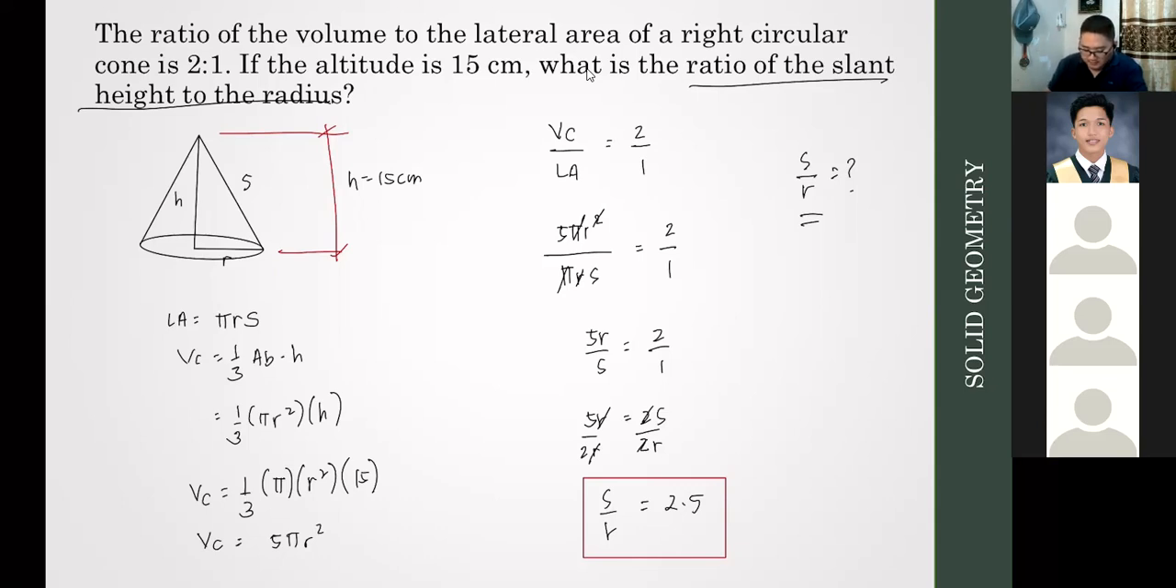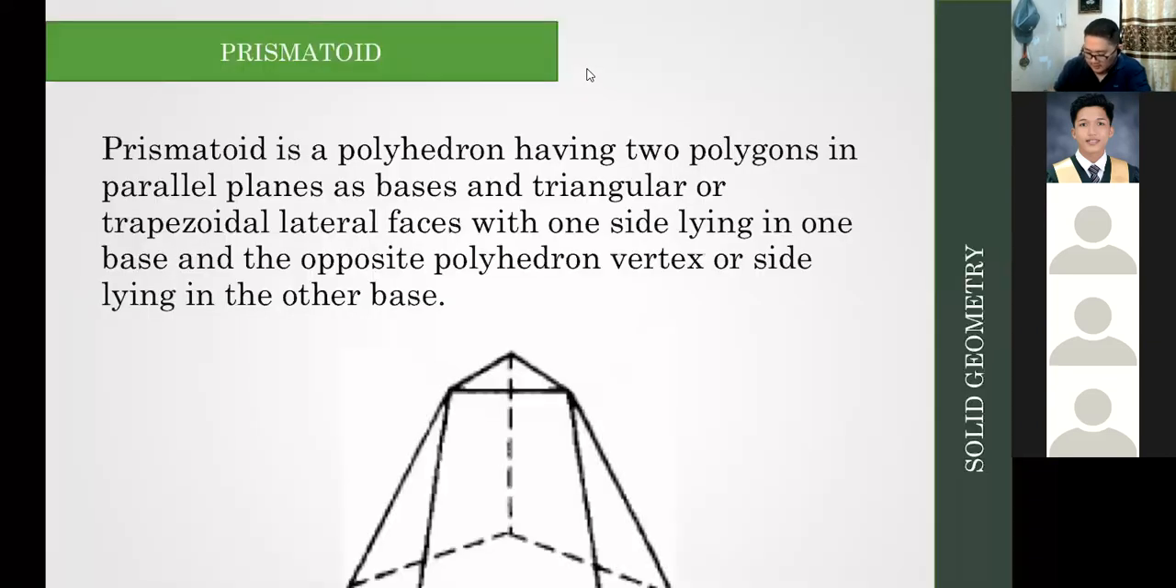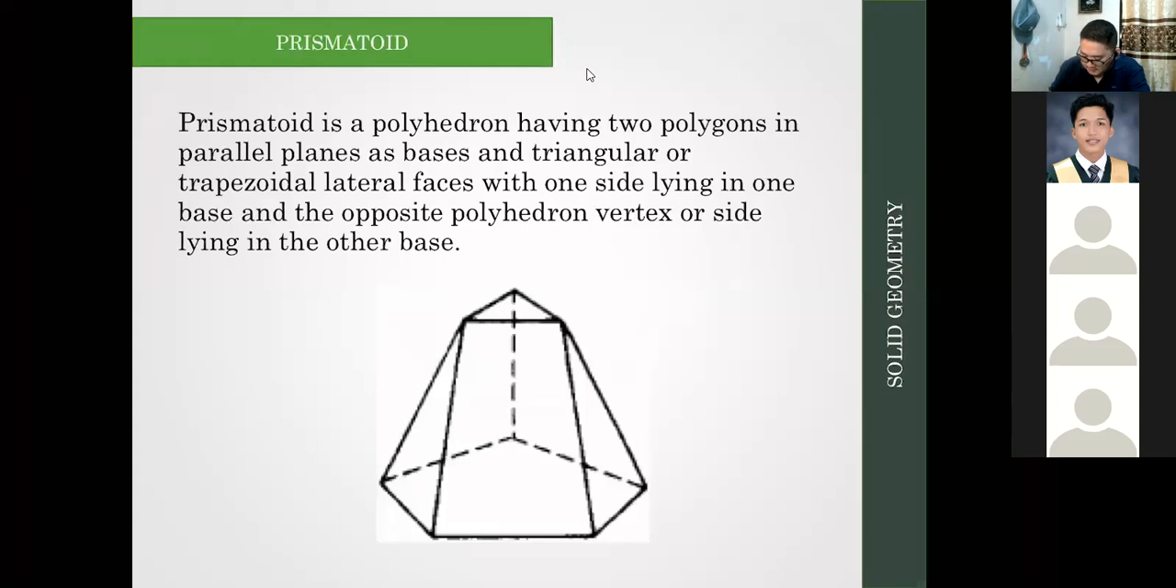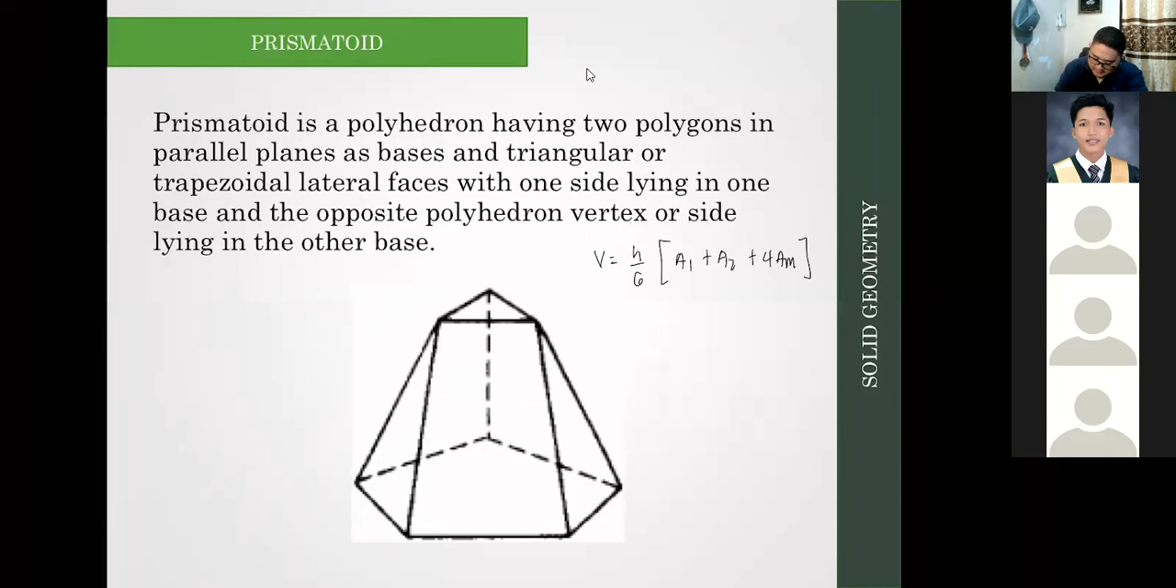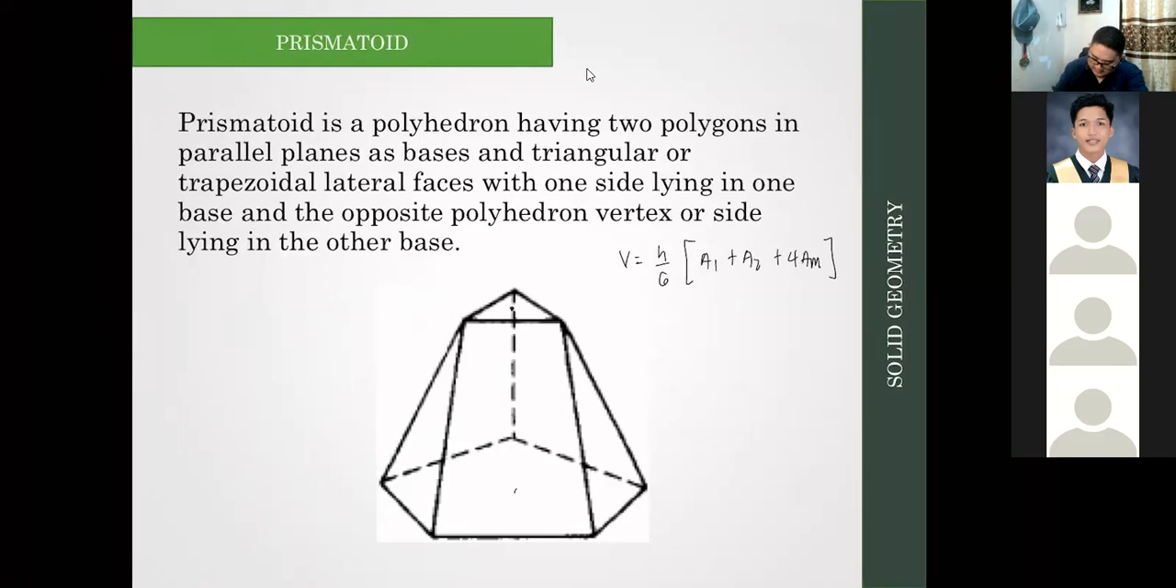Balikan nga natin yung sa prismatoid. Dapat pala may discuss ako sa prismatoid. So sa prismatoid, meron tayong formula for volume sa kanya. Ang formula ng volume ng prismatoid is equals to h over 6 times (A1 plus A2 plus 4AM). Ano yung mga variable na yan? So yung h natin is pertaining dun sa distance between dun sa bases natin, yung height natin.